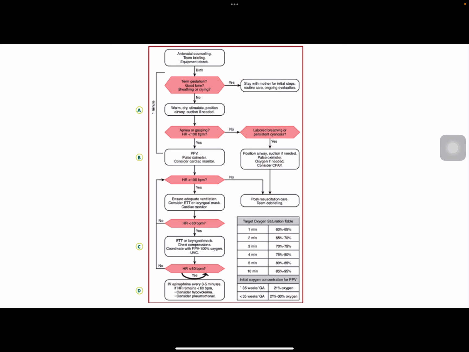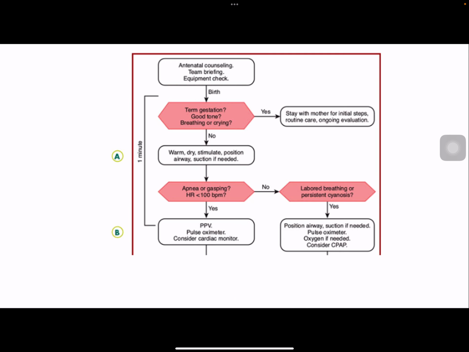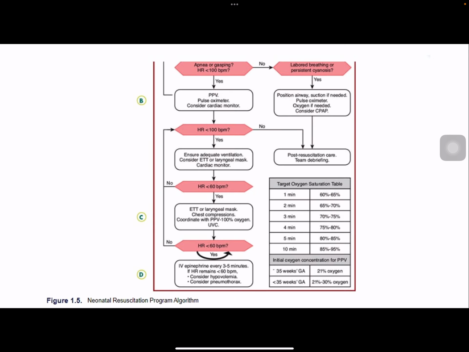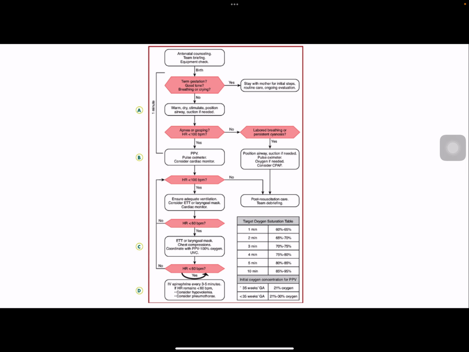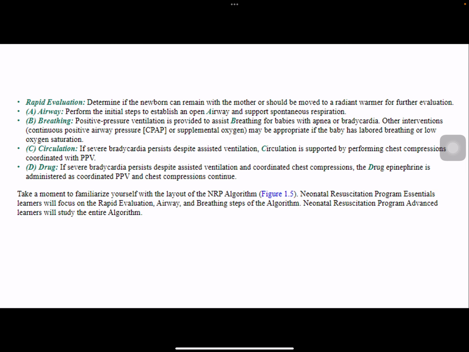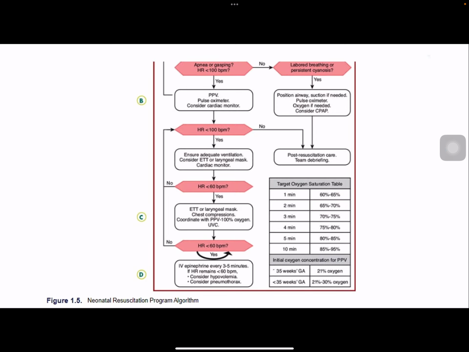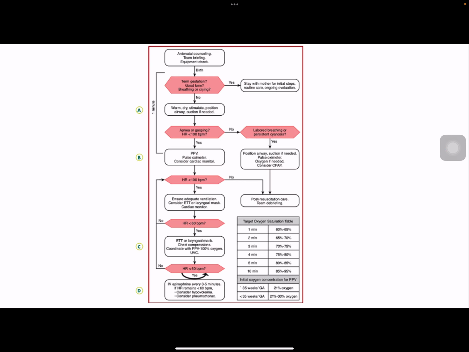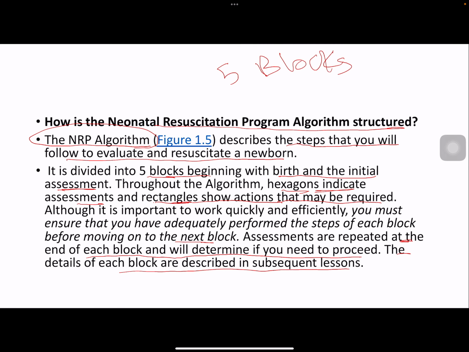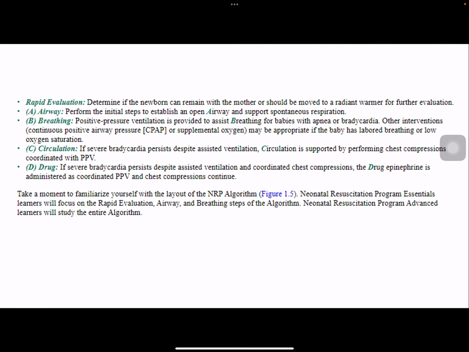So you have 5 blocks. A, B, C, D. We'll go through all these things as we go through the presentation. The rapid evaluation determines if the newborn can remain with the mother or should be moved to a radiant warmer for further evaluation.